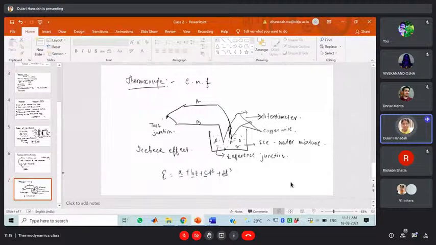Here you can see the hot junction and the cold junction. The working principle of this thermocouple is based upon the Seebeck effect. Due to the change in temperature, the difference between hot and cold gives you a change of EMF, which can be read by a voltmeter.